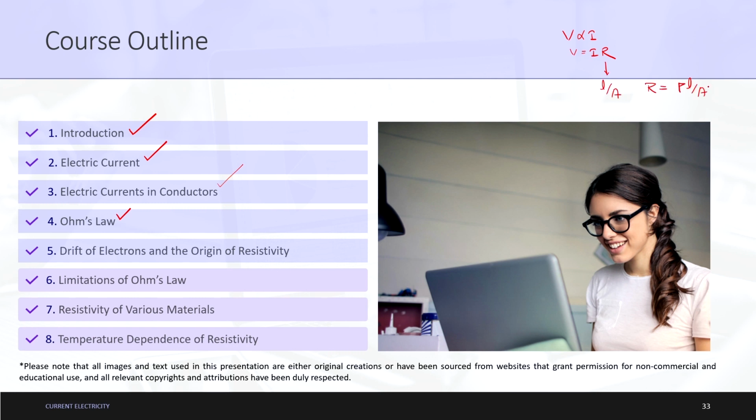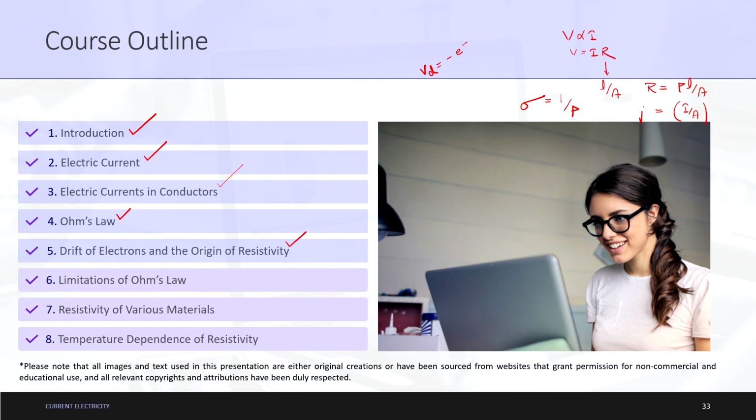So all these things were understood. A concept called J was understood, which has units of capital I by A, that is current per unit meter square area. And finally we understood a concept called conductivity, sigma, which is equal to 1 by rho.